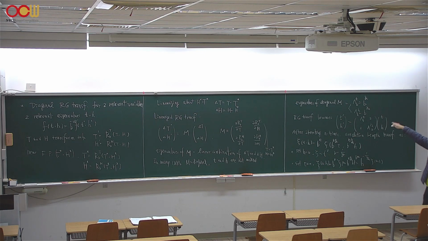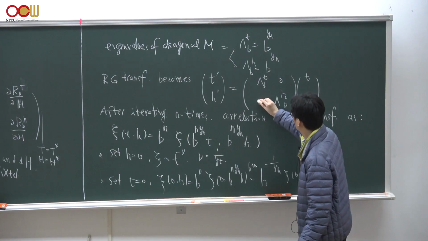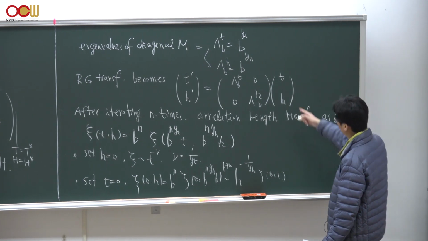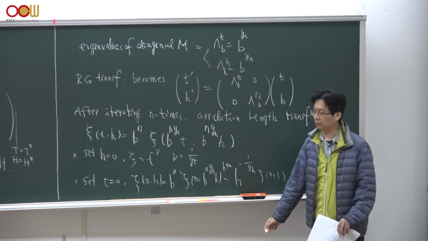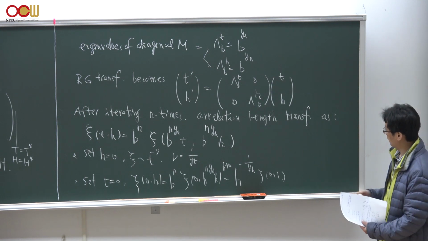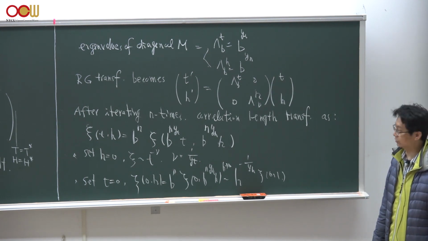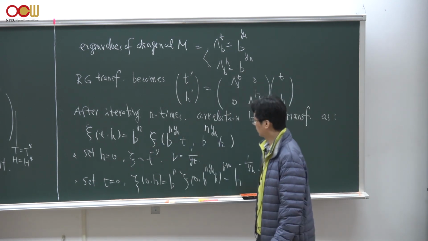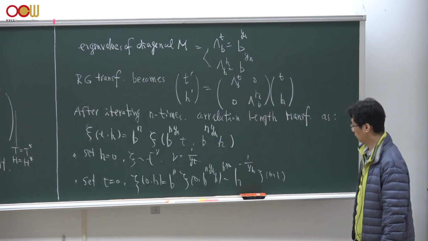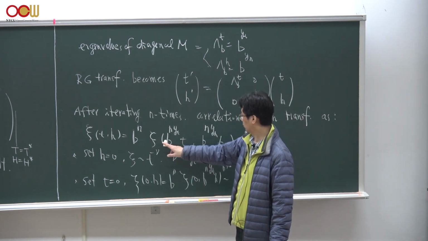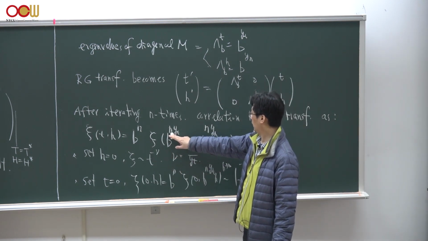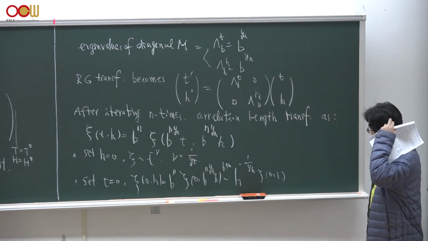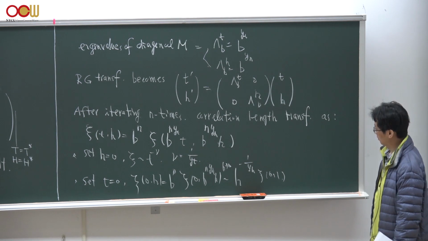So now we could plug in these RG transformations, and we get this diagonal 2x2 matrix acting on t and h, and you get t prime and h prime. Then we could imagine we iterate this RG transformation n times, and our correlation length would pick up a factor of b to the power of n in front, and this correlation function now becomes b to the power of n y_t times t and b to the power of n y_h times h as independent parameters.